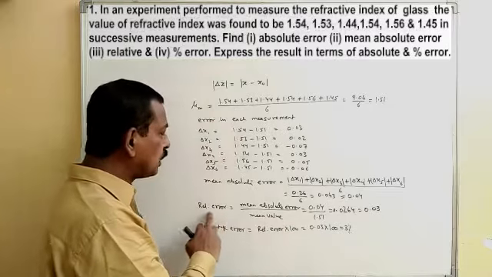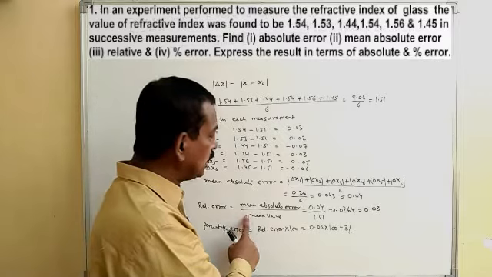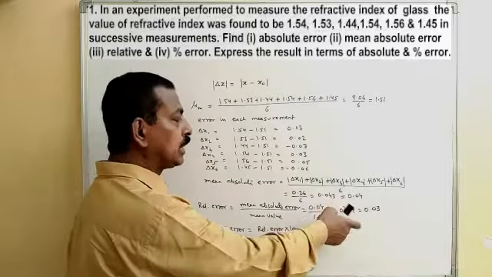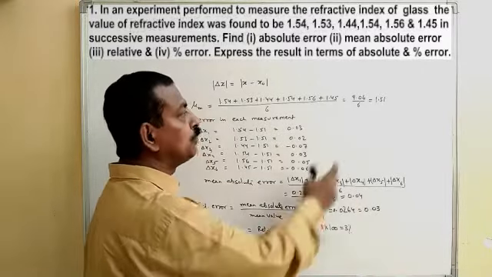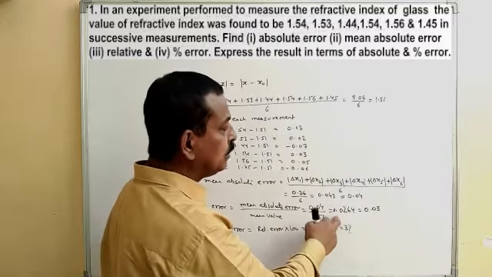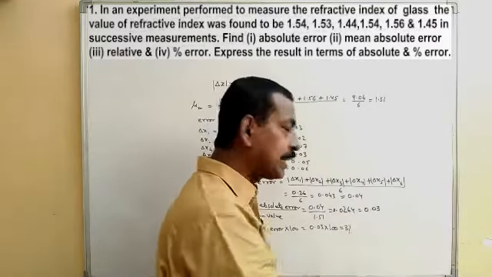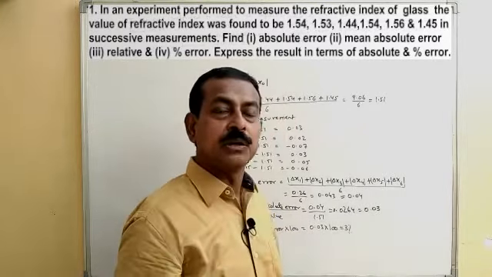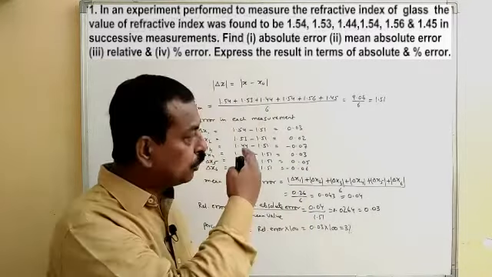Now if you consider relative error, it will be the mean absolute error divided by the mean value or true value. Mean absolute error we have taken as 0.04, so it is 0.04 divided by the true value or the mean value, which is your 1.51. So again this will be 0.0264 if you do the calculation, and if you take care of the significant figures, it is your 0.03.